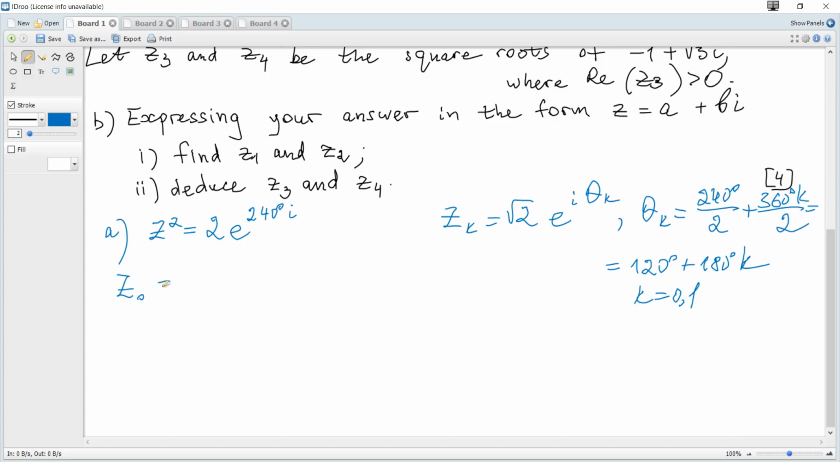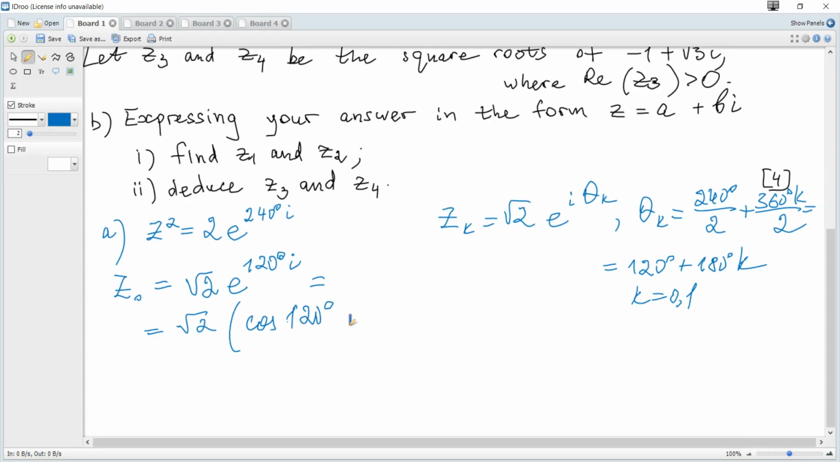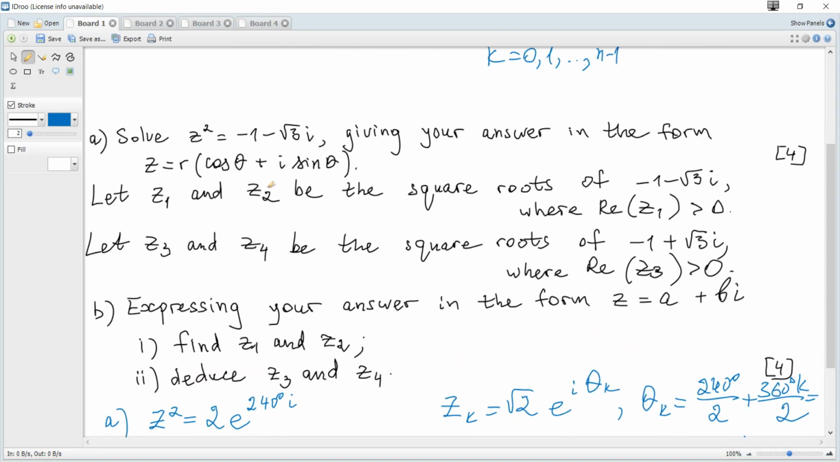So Z0, it doesn't matter, you may use Z1, Z2, just the k is 0, so I also use Z0, is square root of 2 e to the power of i, when k is 0, 120 degrees i, which is square root of 2 times cosine of 120 plus i sine of 120. It's in the modulus argument form, and we need it in this form.